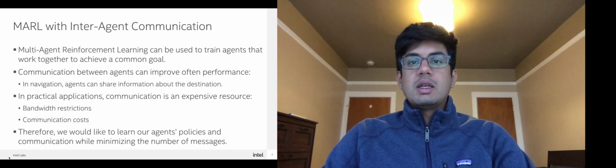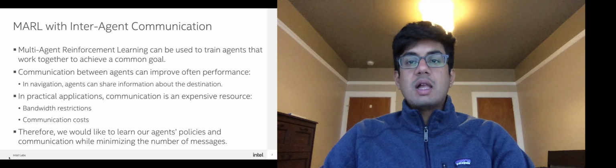Multi-agent reinforcement learning can be used to train agents that work together to solve a common goal. For example, we could train a team of agents to play a game of soccer or jointly explore an unseen area. In many situations, our agents would perform much better if they could communicate with each other. This would allow them to share information and agree on global strategies. In a navigation task, for instance, agents could send messages about regions they had explored.